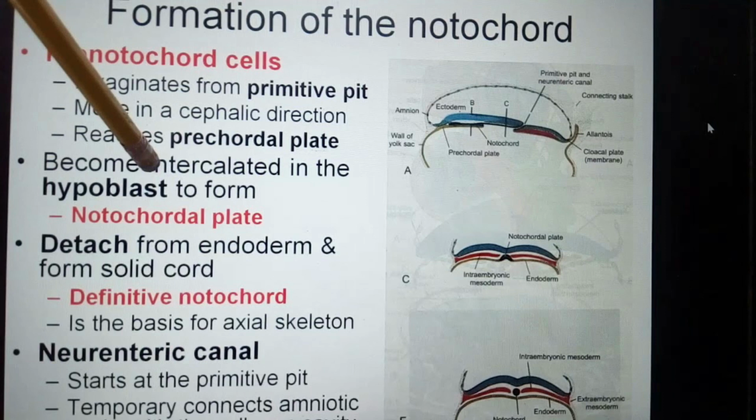From Hensen's node, dorsal mesoderm is formed and is organized into somites. The lateral plate mesoderm is separated into two sheet-like layers, somatic mesoderm and splanchnic mesoderm, with a space between them. The cavity between the somatic and splanchnic mesoderm is the coelom.